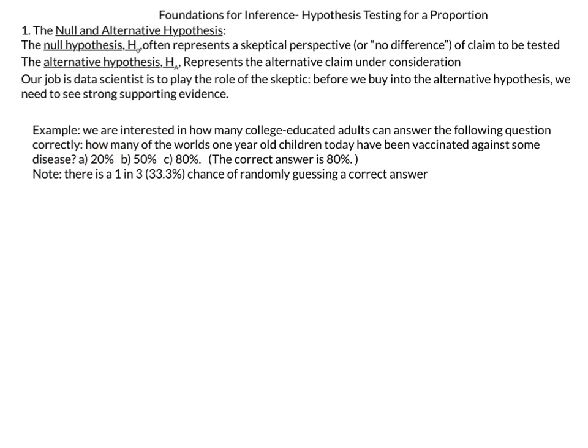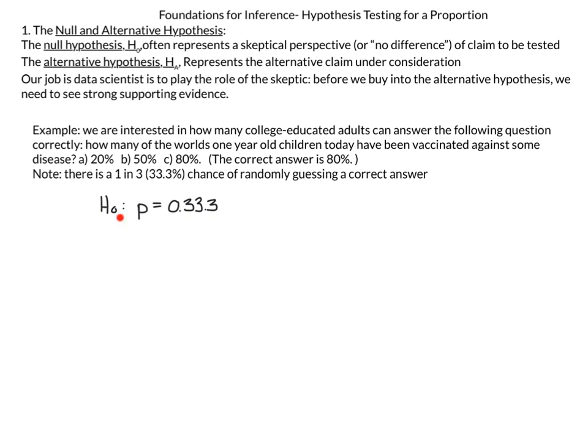A is 20%, B is 50%, or C is 80%. The correct answer, by the way, is 80%. So how many college-educated adults can answer this? And you also want to note, if they randomly guess, there are 3 possibilities, so there's a 1 in 3 chance of randomly guessing a correct answer.